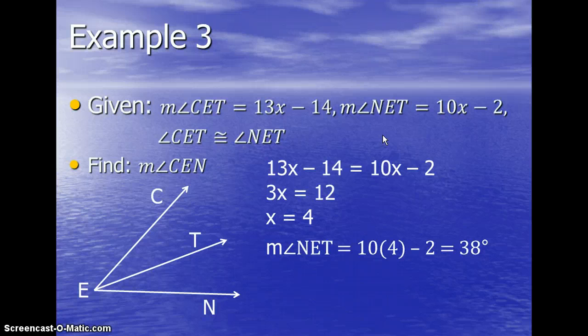So when I find the measurement of angle NET, I get 38. Now, according to my problem, CET is going to be the same exact thing. So what I can do next is I can say, well, I know that this one is 38, and I know that this one's 38. Well, I want CEN, which is everything together, so I'm going to take my 38 plus 38, or you can multiply it by 2, and you get CEN is 76.